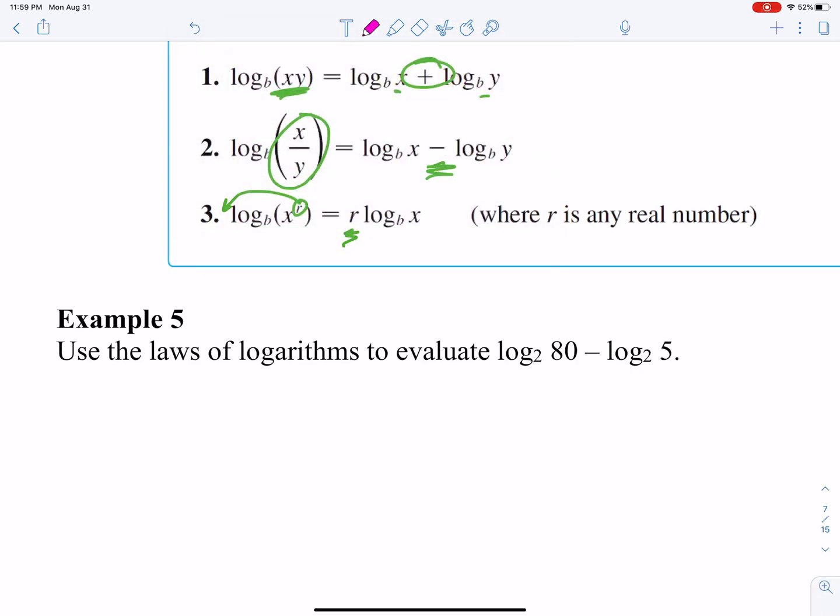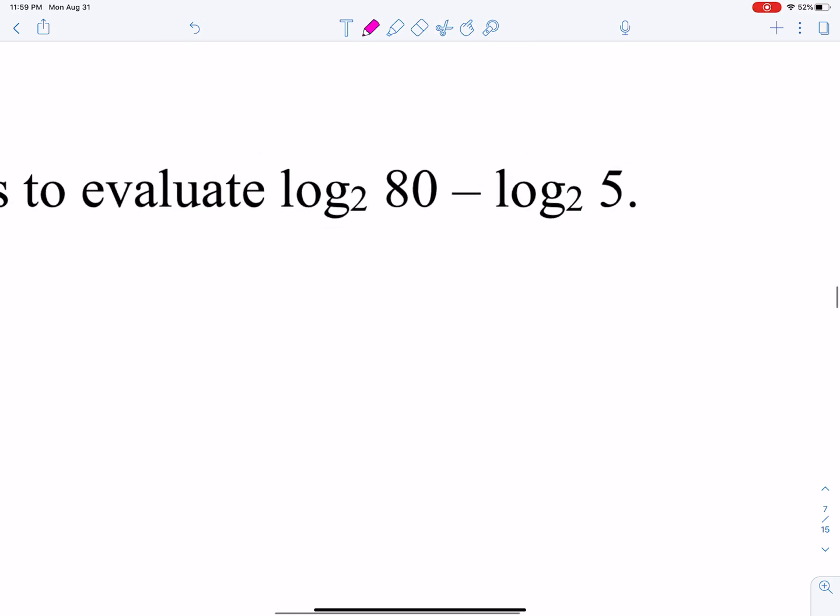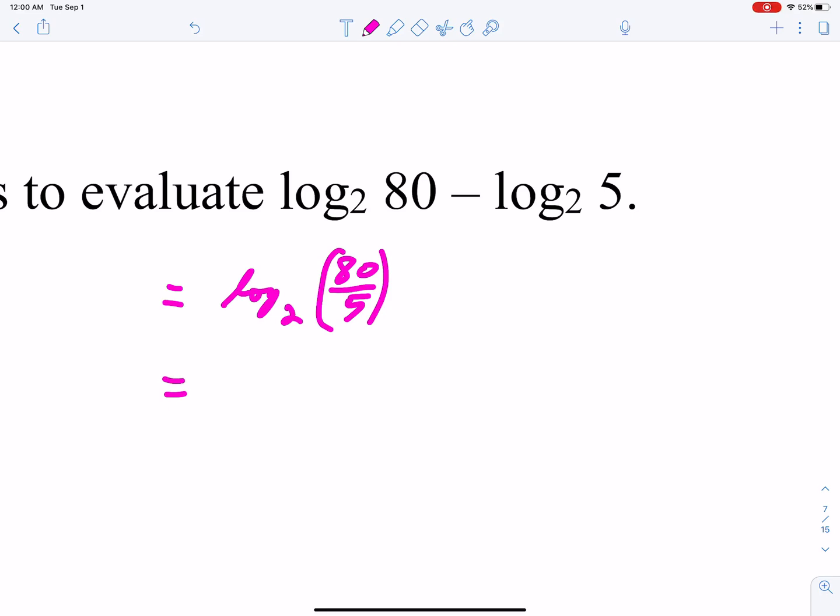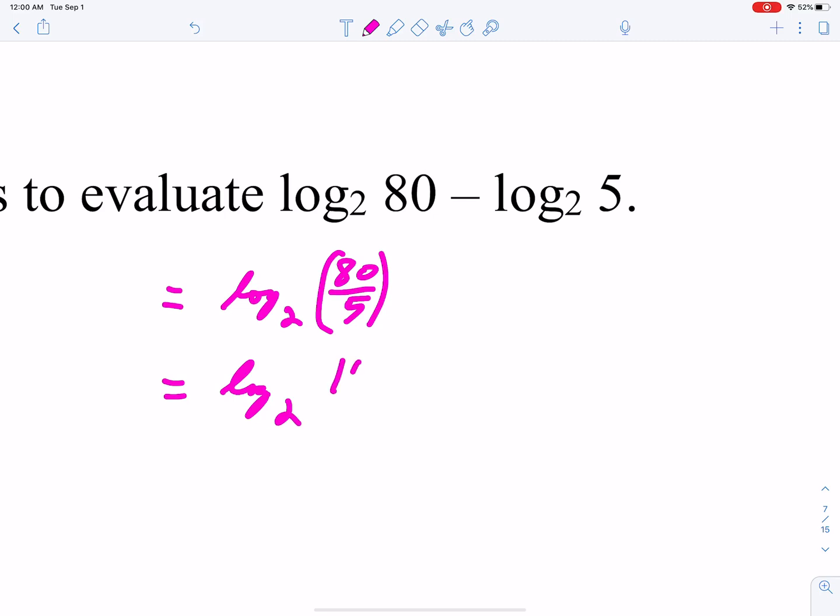All right, so use the laws of logarithms to evaluate log base 2 of 80 minus log base 2 of 5. All right, so looking at our laws of logarithms above, we have a subtraction here, which means division. So we could say this is equal to log base 2 of 80 over 5. Okay, so a little bit of math there. 5 goes into 80 16 times. So log base 2 of 16.